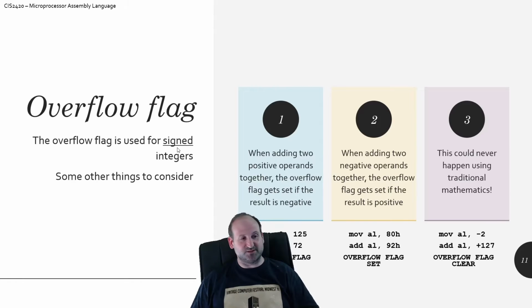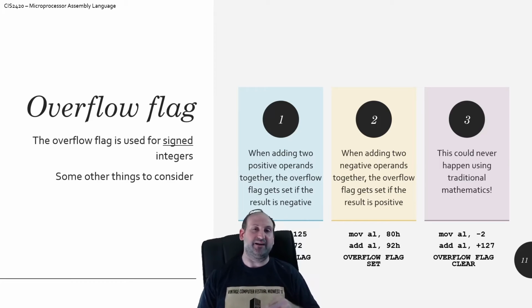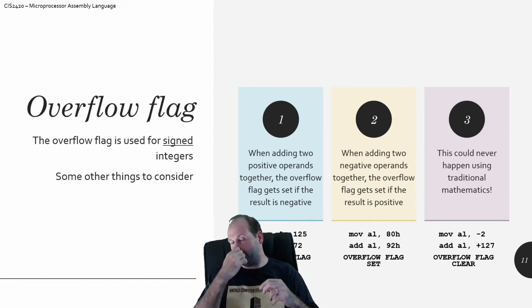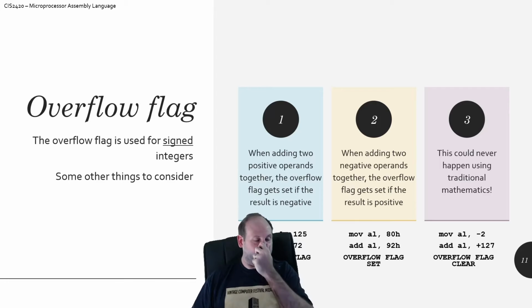So the overflow flag is used for signed integers. Some things to consider: whenever you add a positive number and a positive number together and you get a negative, the overflow flag gets set. Makes sense? When you add two negative numbers together and you end up with a positive number, it's the same deal. If you look at the ranges of values that any register or variable can have, if you add any positive number and any negative number of the same bit size, you can never overflow. It's just impossible. So the only time this could ever happen is if both operands are the same sign. Just keep that in mind.